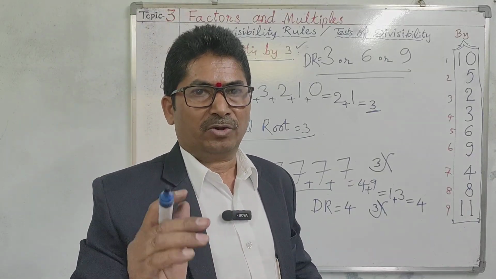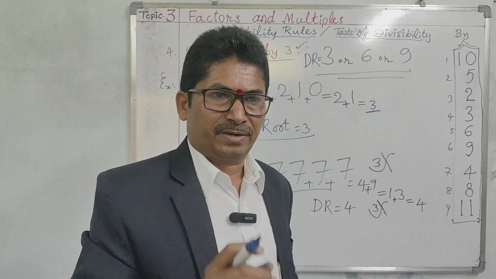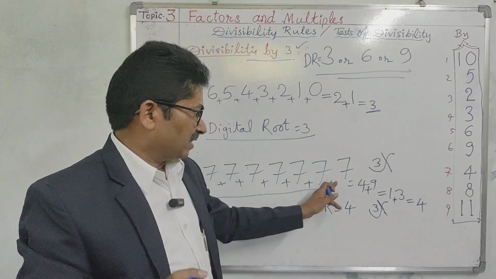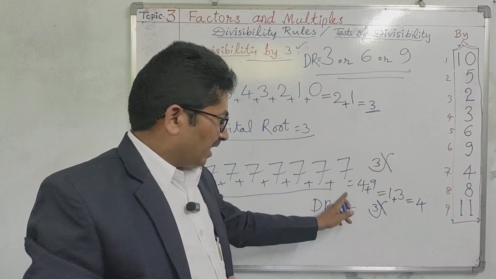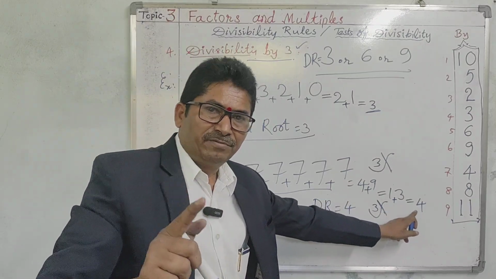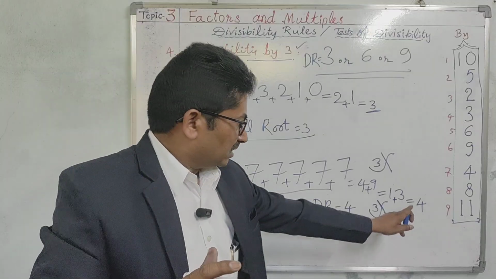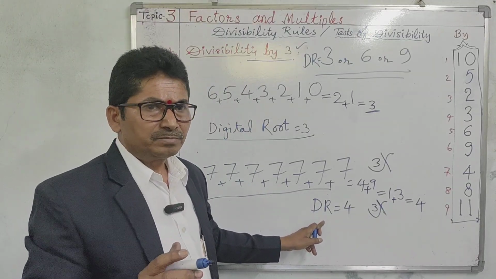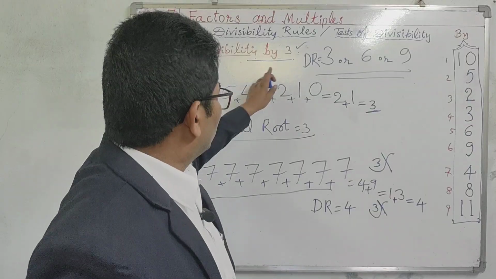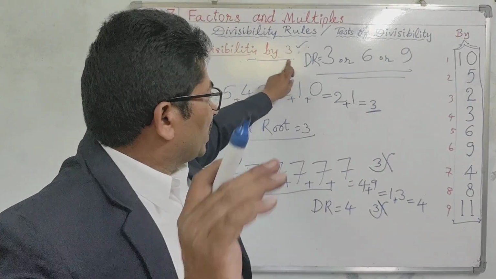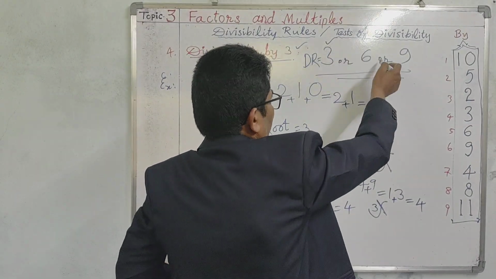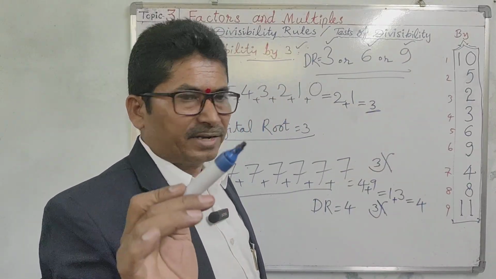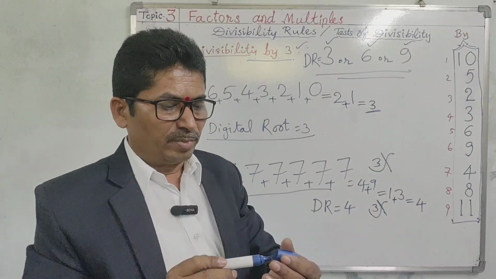Yes, I know you understood well. Once again, when we add the digits in a number till we get a single digit, that single digit is called the digital root. If the digital root of a number is 3 or 6 or 9, then the number is exactly divisible by 3.